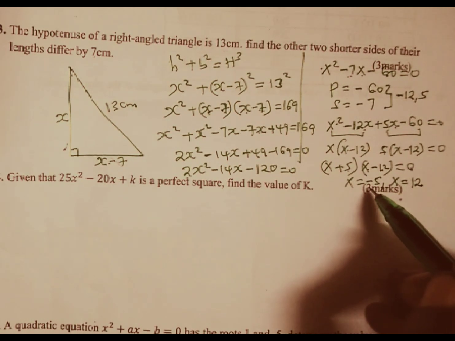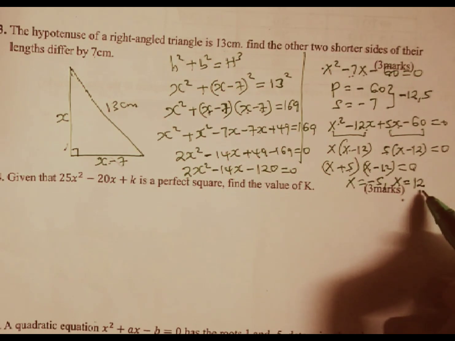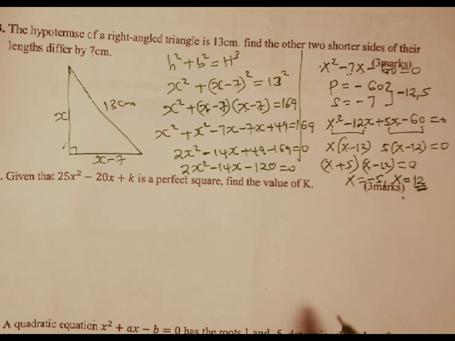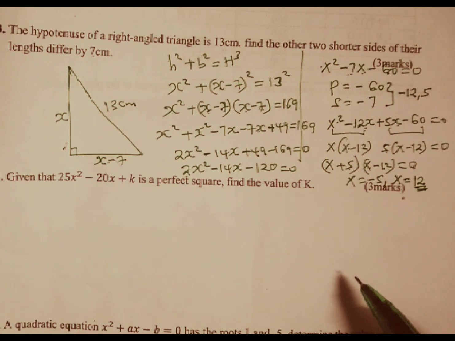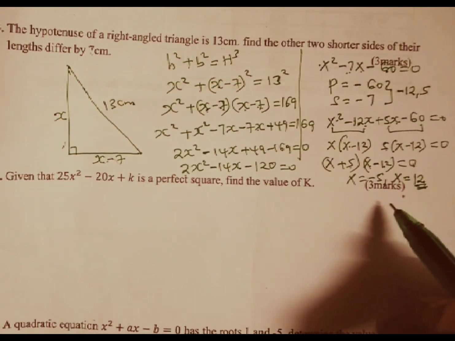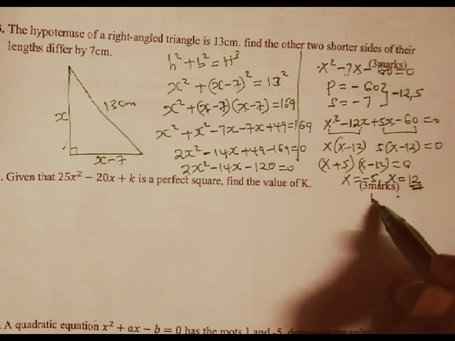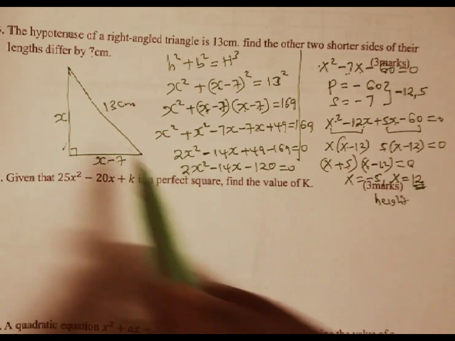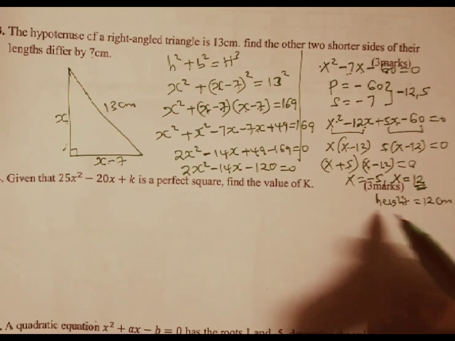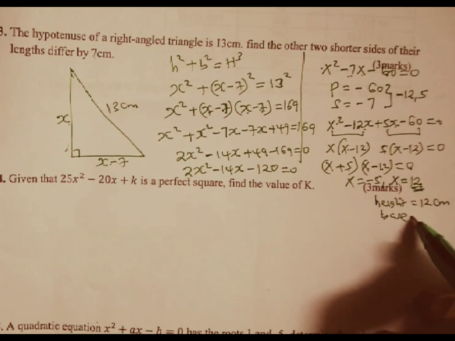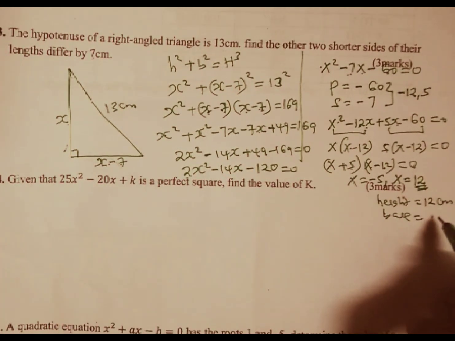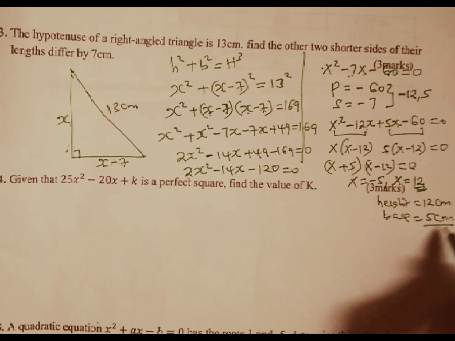Since the length cannot be negative, we are going to take the value of x to be positive 12. If we take the value of x to be positive 12, that means our height, which was given as x, is going to be equal to 12 centimeters, and the base is going to be equal to x minus 7, which is 12 minus 7, which is going to be 5 centimeters.